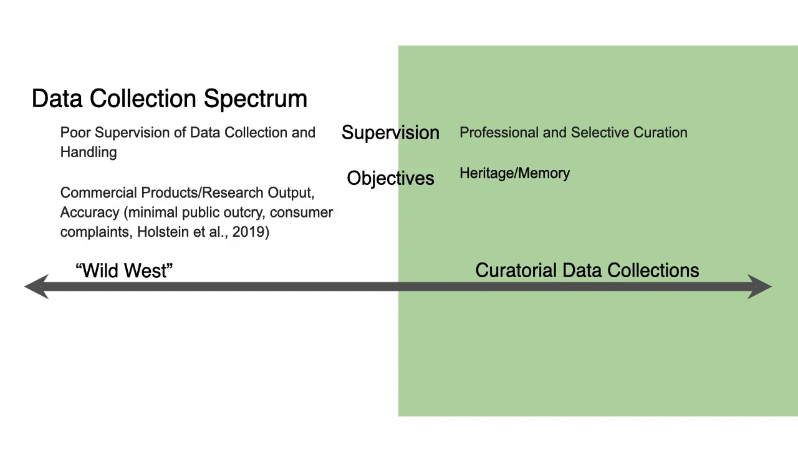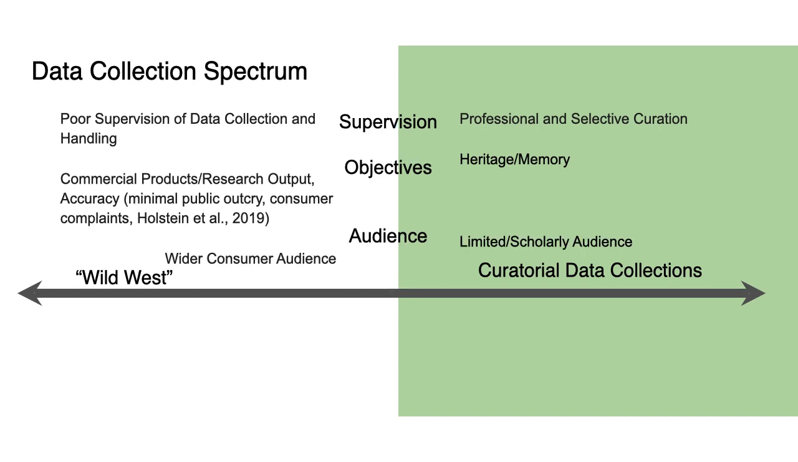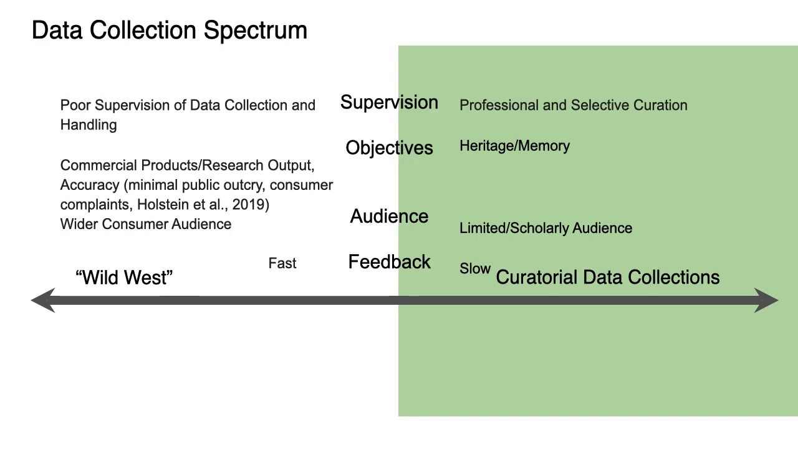In our world, where it's very commercial research, it's just move fast and break things. You want to move as fast as you can. And in archives, you want to preserve heritage and memory. The audience is very different. Archives have a limited scholarly audience, and in the Wild Wild West spectrum, we have a wider consumer audience. And the feedback is very fast for us, we want to go to market really fast. And in curated data collections, it's very, very slow.